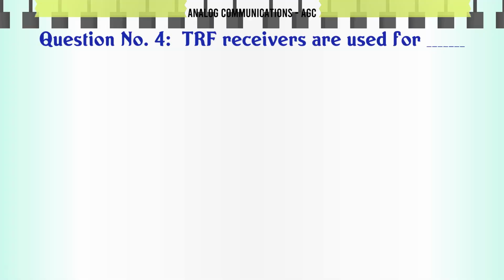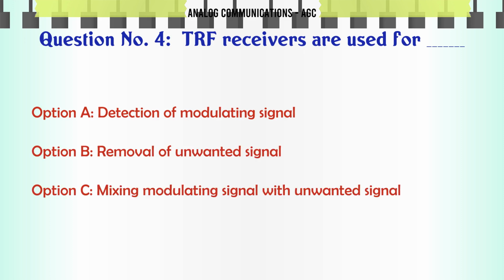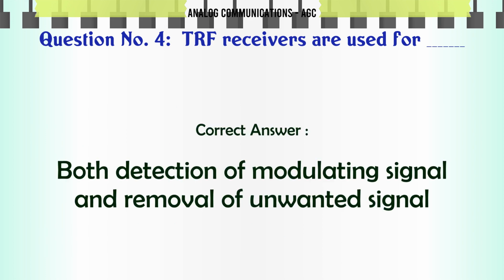TRF receivers are used for A. Detection of modulating signal, B. Removal of unwanted signal, C. Mixing modulating signal with unwanted signal, D. Both detection of modulating signal and removal of unwanted signal. The correct answer is both detection of modulating signal and removal of unwanted signal.